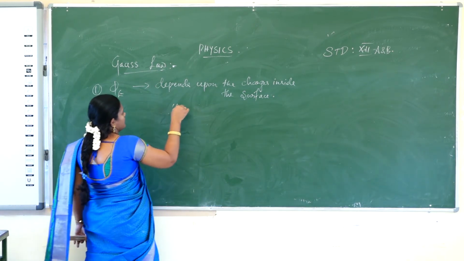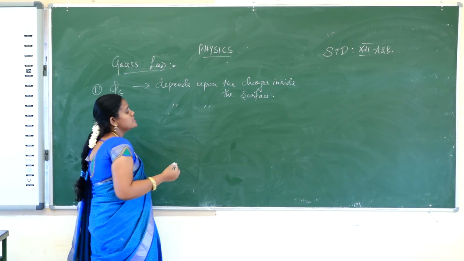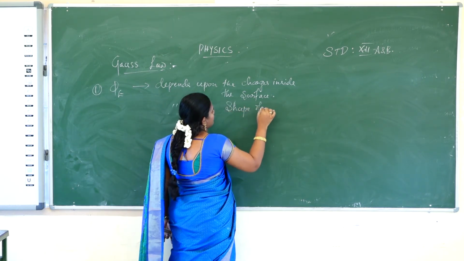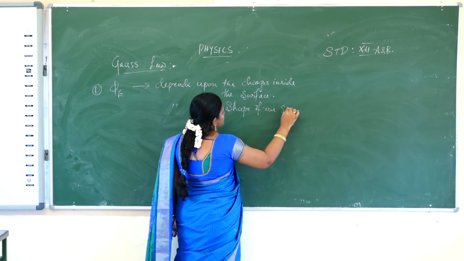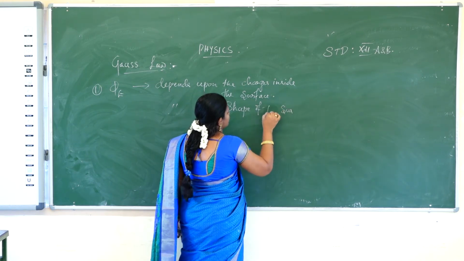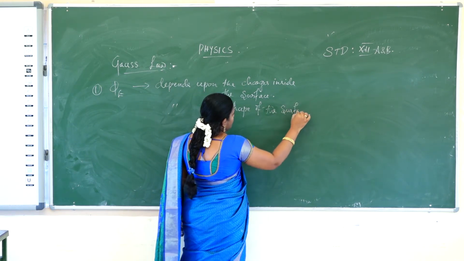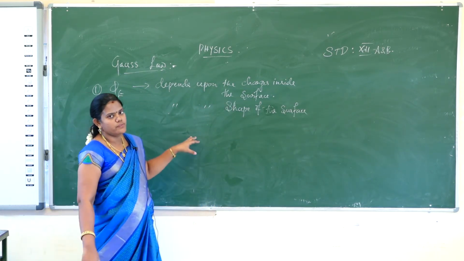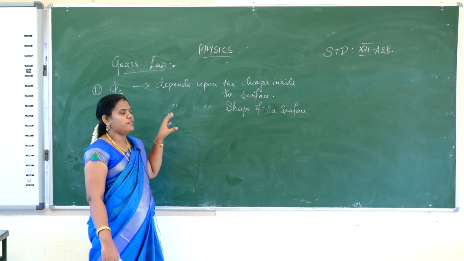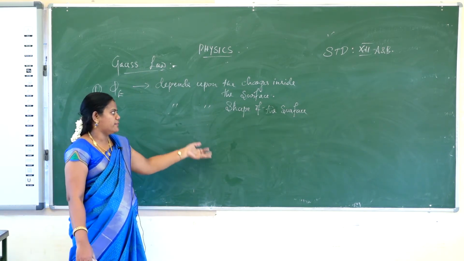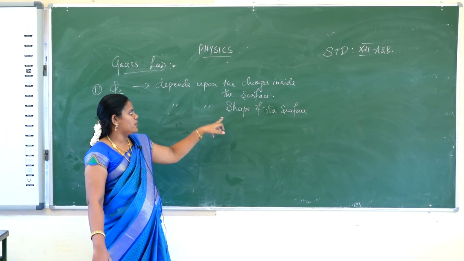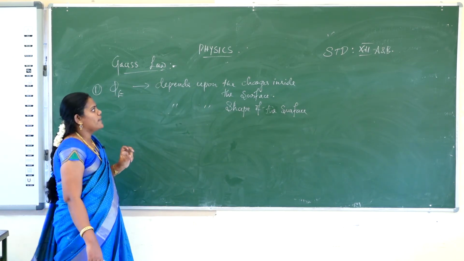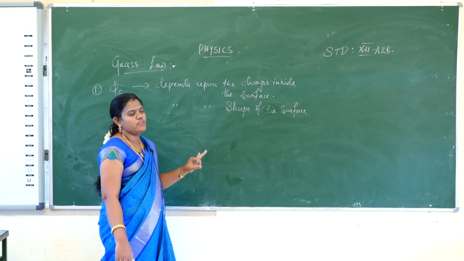And then it depends on the shape of the surface. So one, the charges inside the surface; suppose the charges outside the surface will not contribute to the electric flux. And second, it depends upon the shape of the surface.